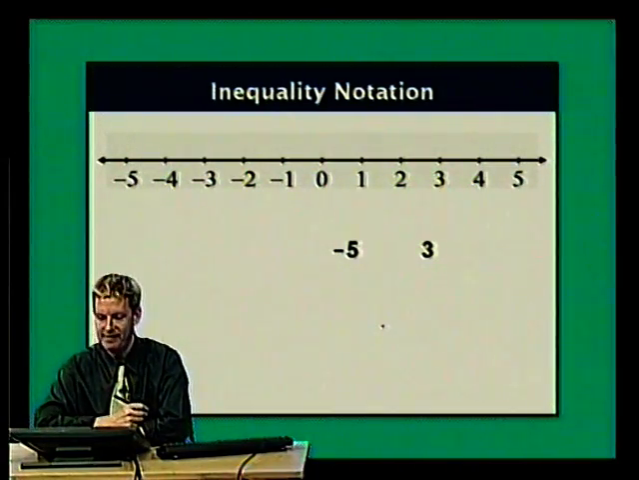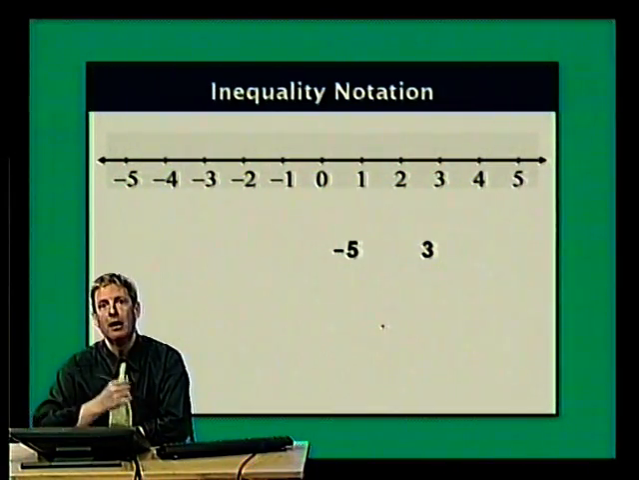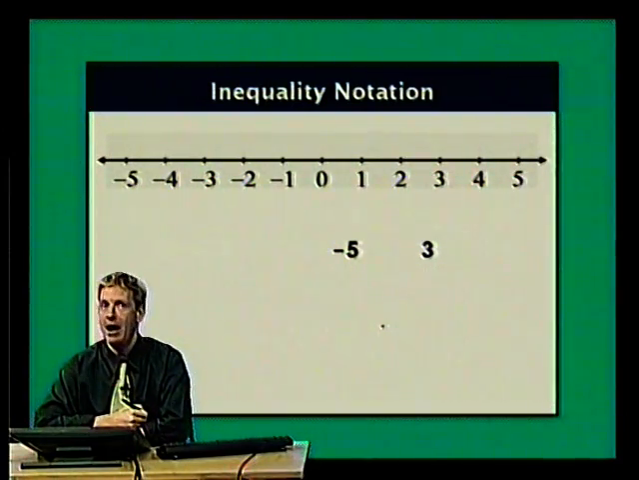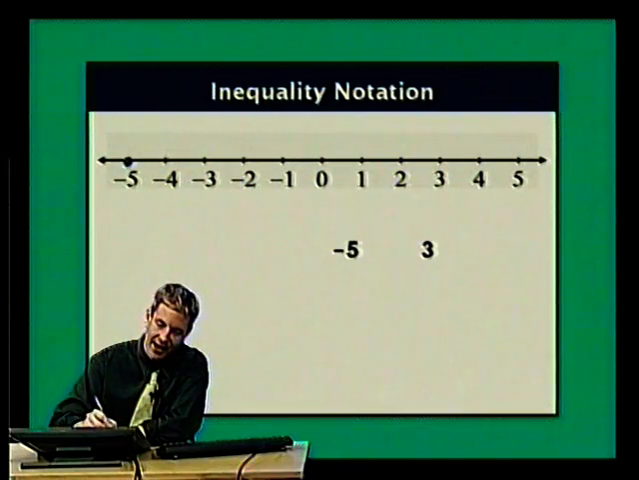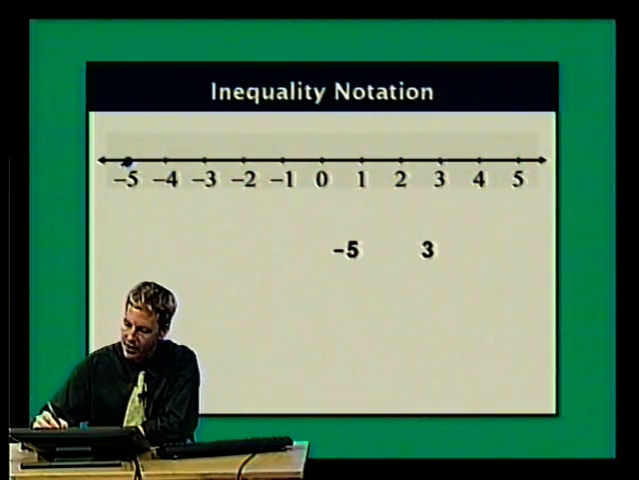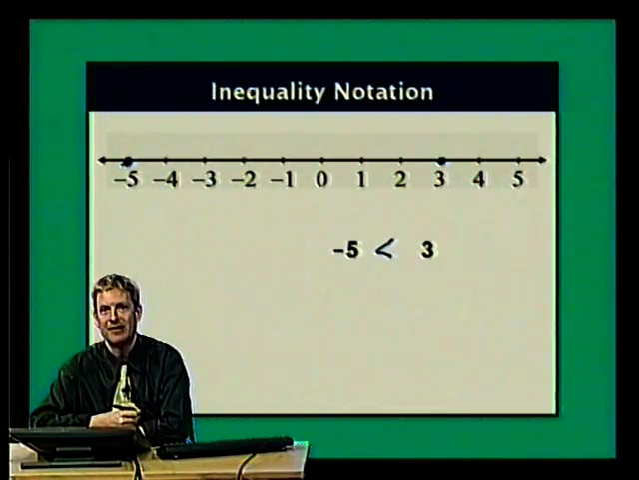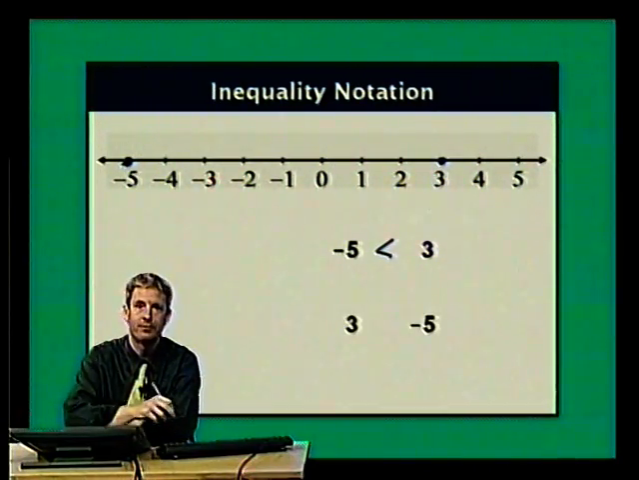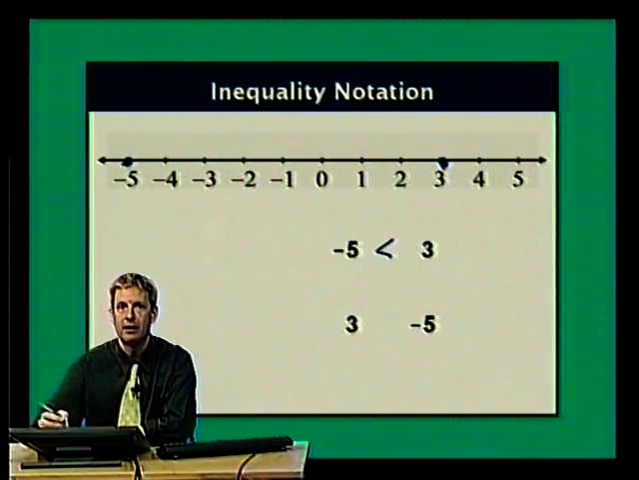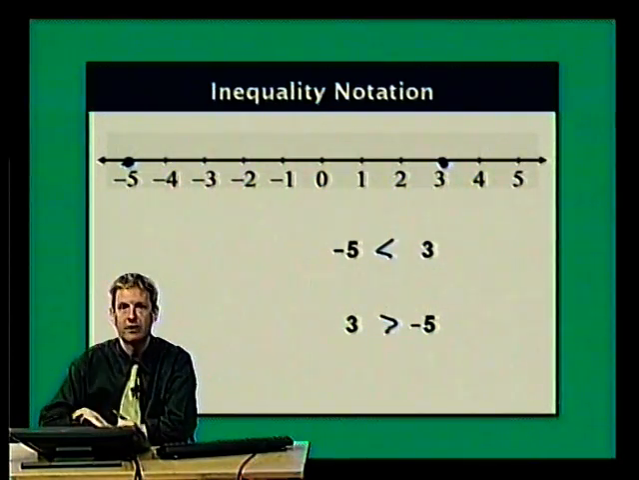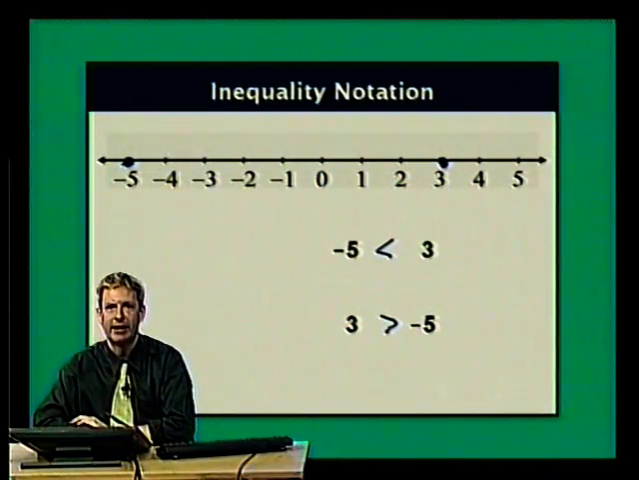Let's compare -5 and +3. I mentioned one of the reasons we're using this model is because we always want negative numbers to be less than positive numbers. And sure enough, -5 lies to the left of +3, so we do say negative 5 is less than positive 3. Positive 3 lies to the right of negative 5. So we also say 3 is greater than negative 5.